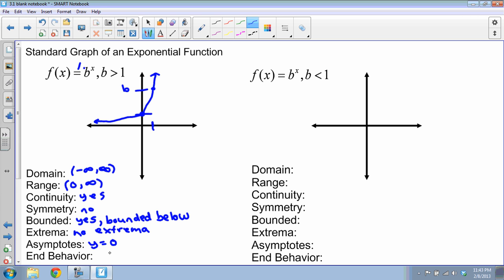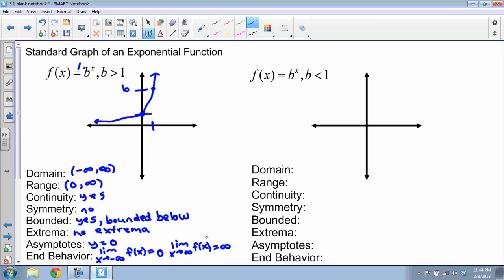The end behavior, we use limits to describe. So we say the limit as x goes to negative infinity of our function, f of x, is 0: as I get closer and closer to negative infinity for x, I'm going to get closer and closer to 0. Then as x approaches positive infinity, f of x is going to get closer and closer to positive infinity, because we're increasing to the right.